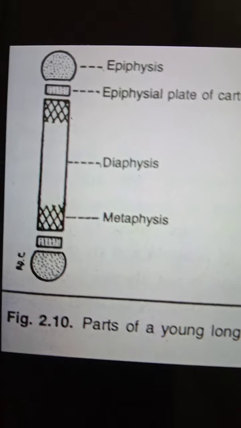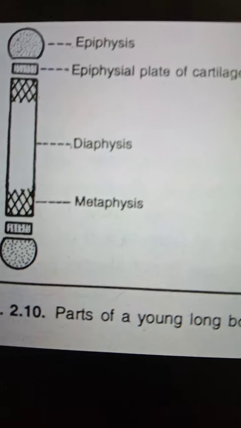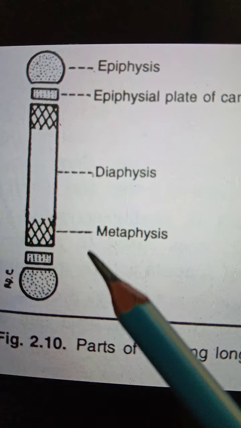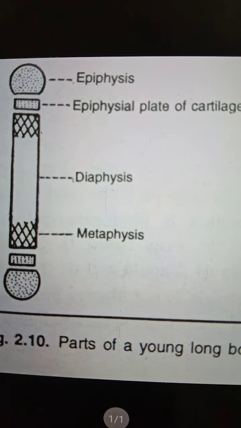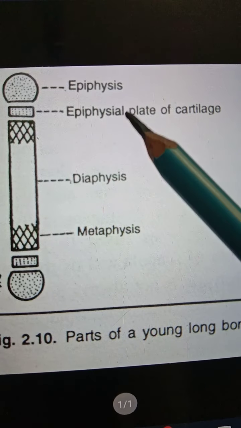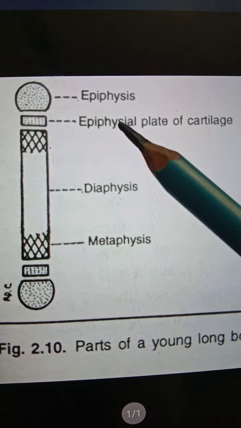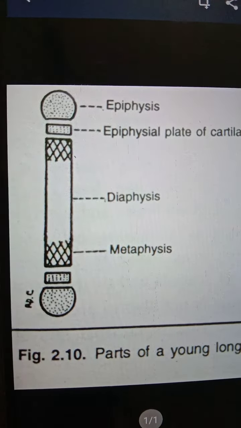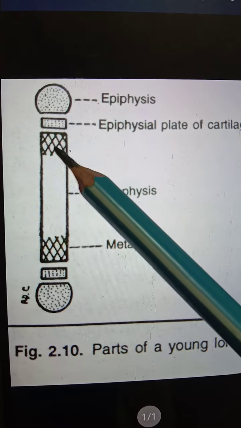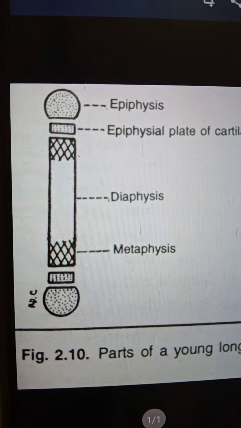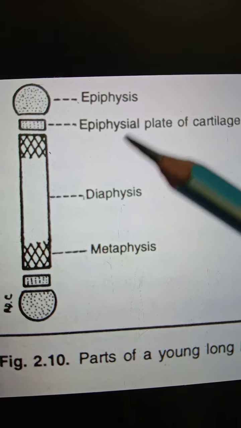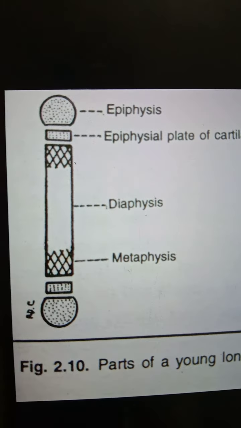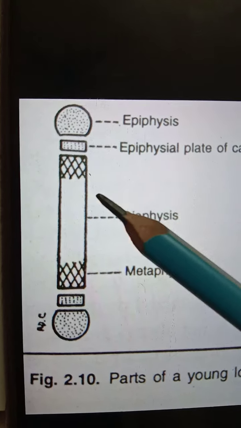After that, the metaphysis. The metaphysis occurs at the epiphyseal end of the diaphysis. It is called the metaphysis, and each metaphysis is the zone of active growth of the bone.